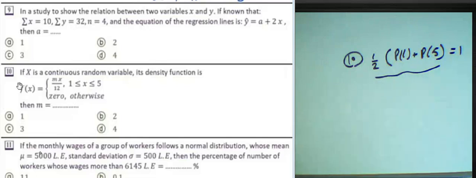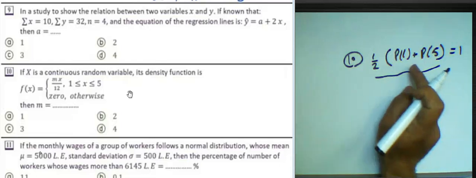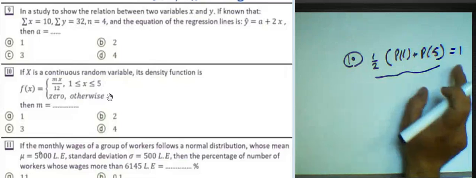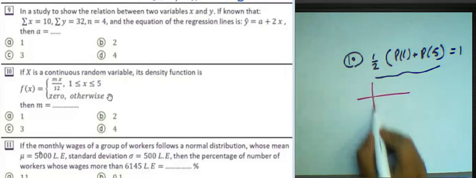Why? Because it tells us the continuous random variable. Then the probability about this example, the beginning and the end, they give us this interval here from 1 to 5. Probability 1 plus probability 5 divided by 2 will be equal to 1 because the probability about area equals 1.